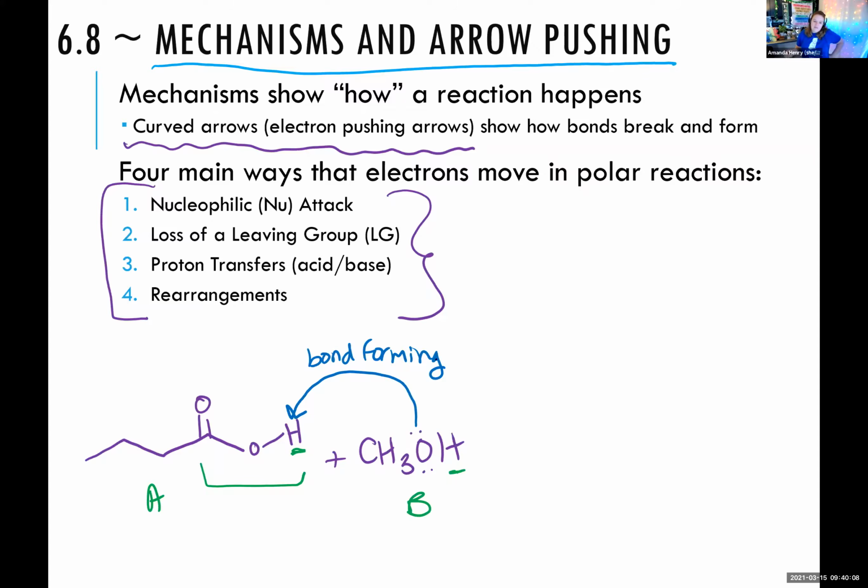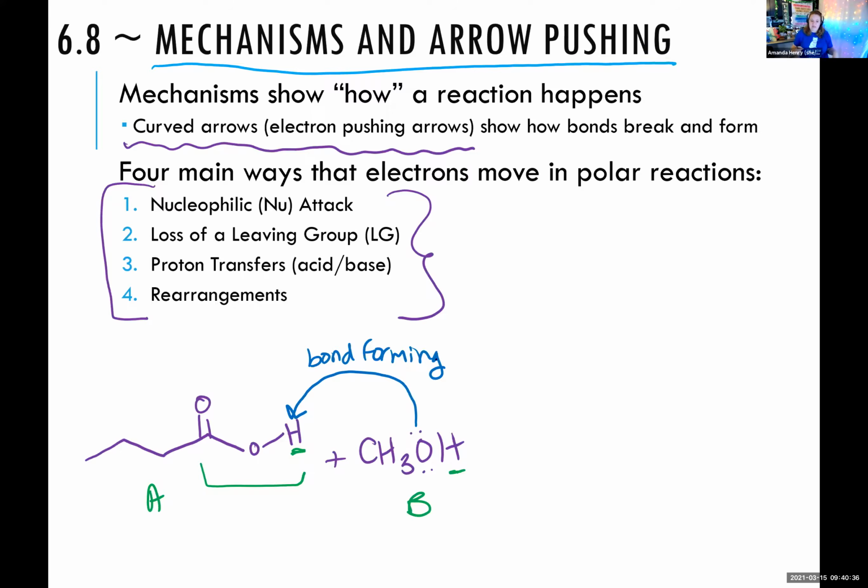An arrow needs to start at an atom or a bond. It can't start in between things. And for this one, we're using that lone pair on oxygen to form a bond to the hydrogen. So we're starting on the lone pair, we're ending on the hydrogen. This kind of goes along with what I just said. We can't memorize where arrows start and stop. We have to understand what's happening.